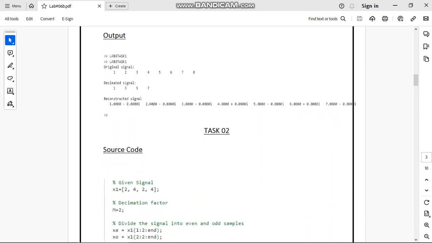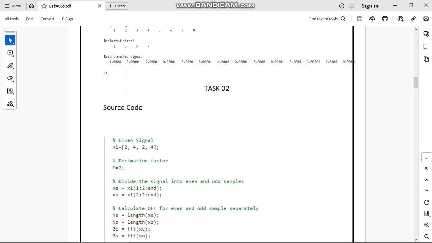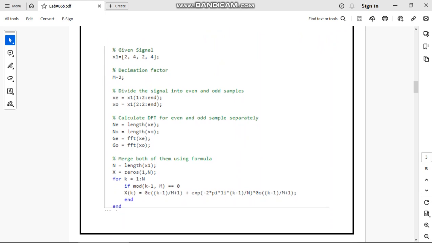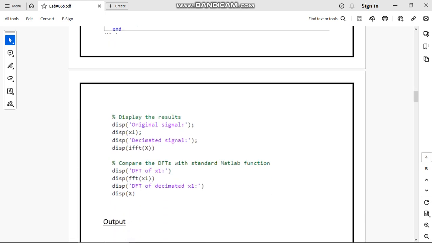In task 2, first of all I am giving the value to the signal, where x1 is equal to 2, 4, 2, 4, then the decimation factor, which is M equal to 2, then again dividing the signal into even and odd samples, and then calculating the DFT as we did in the previous code. Then merging both of them, same, then displaying results. Here the new thing is we are comparing the DFT with the standard MATLAB function.